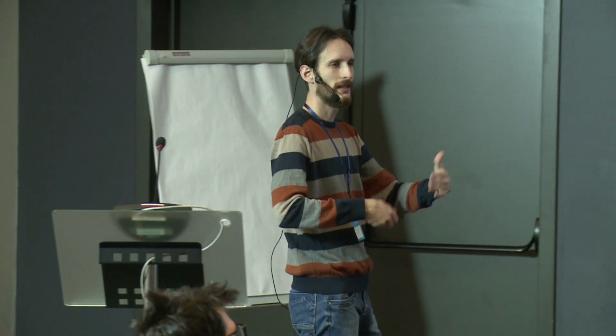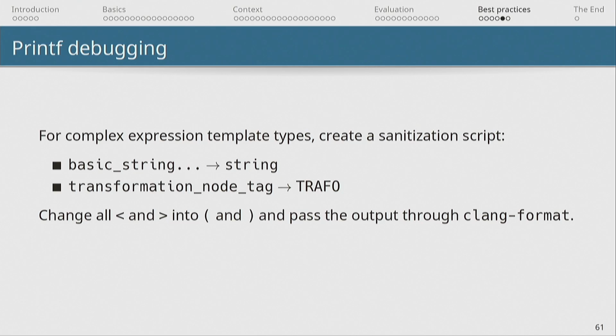So my advice is to create, let's say, a sed script or something like that. For all basic string mentions, just convert them to string. For all of your tags, just shorten the names so that everything looks prettier. And the most important thing to remember is to replace all the less thans and greater thans with normal brackets, parentheses. Because those are template functions, so why shouldn't we use normal parentheses instead of less than and greater than?